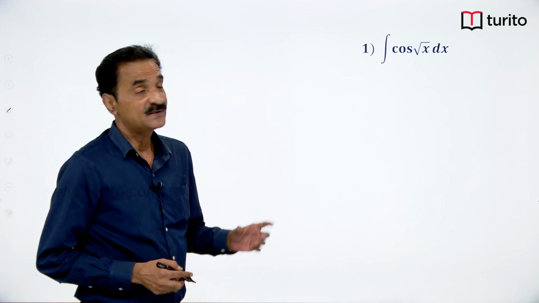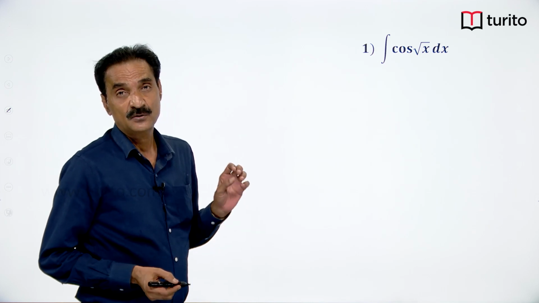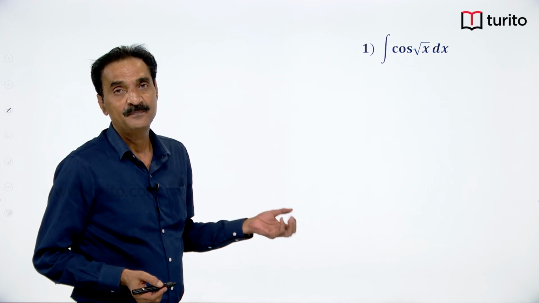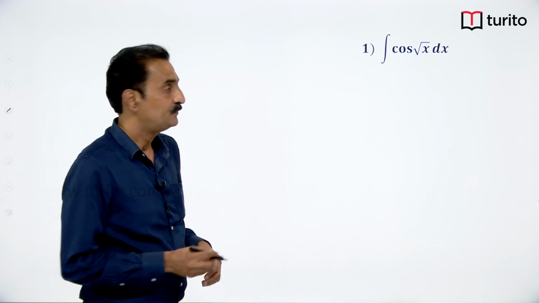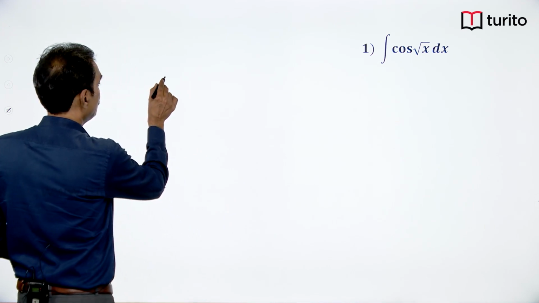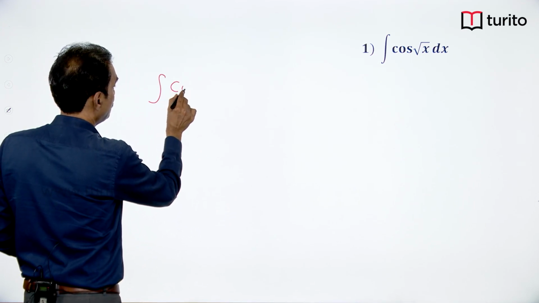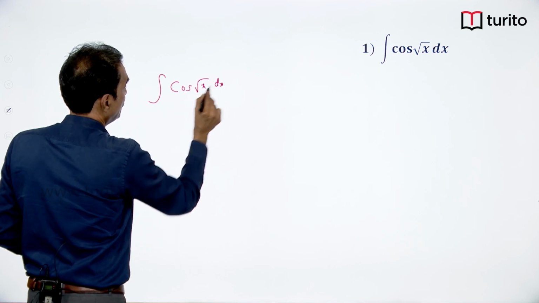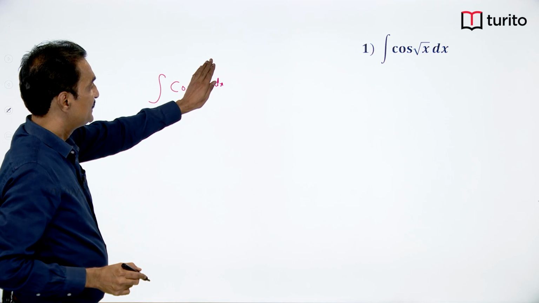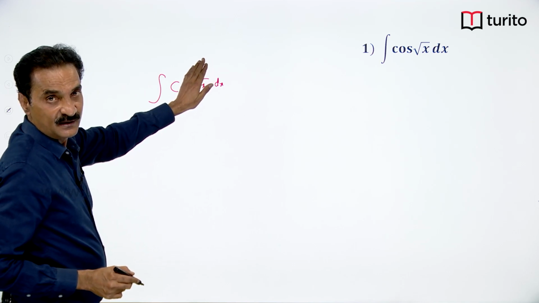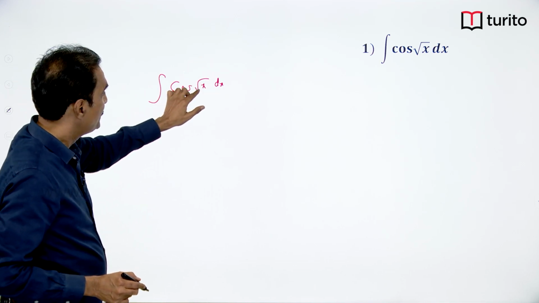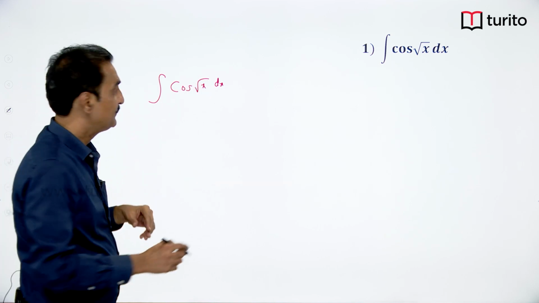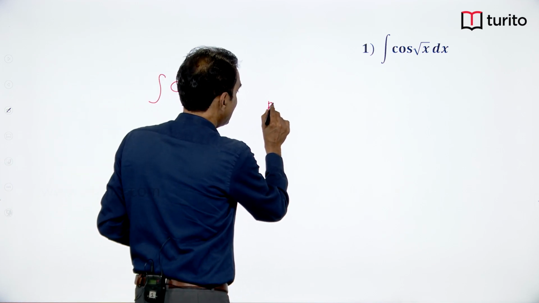The first question is integral cos root x dx. If it is cos x, directly it is a formula. If it is root x, what to do? If this is some x or t, then it will be integrable. So we put x is equal to t square so that the function becomes rational. Put x is equal to t square.